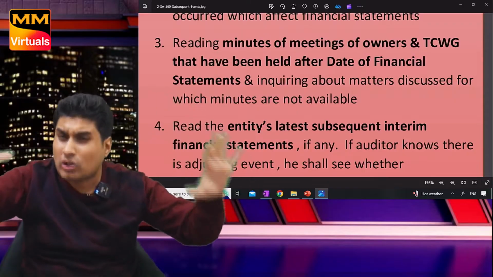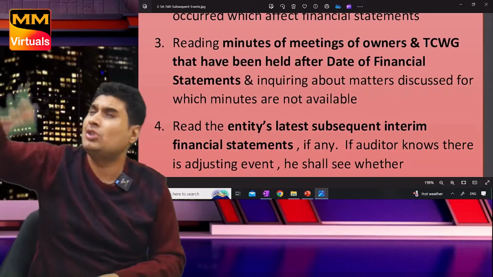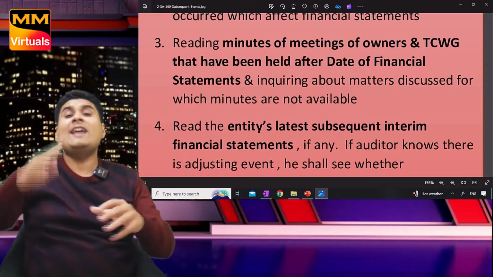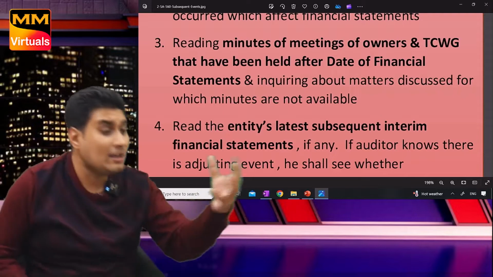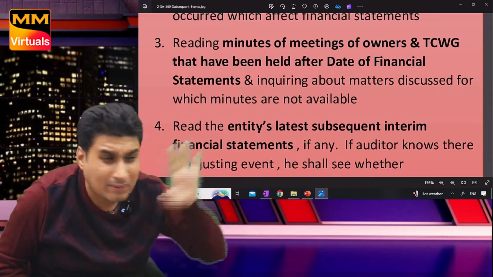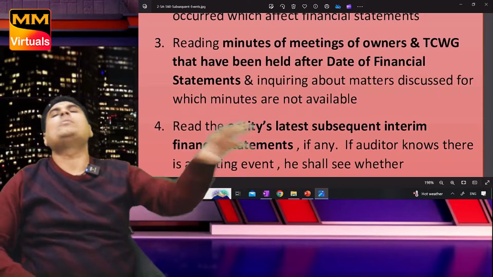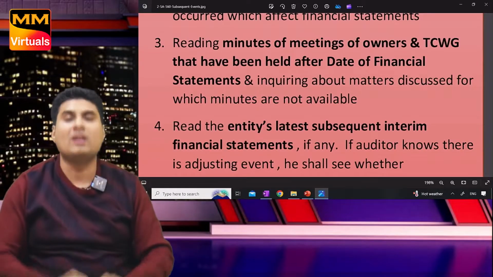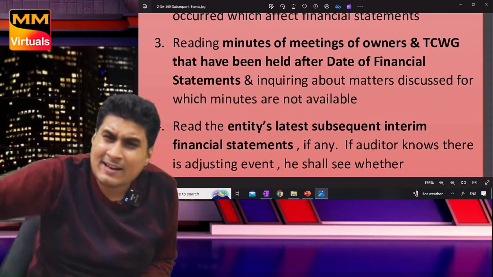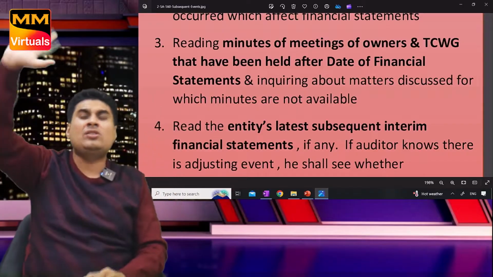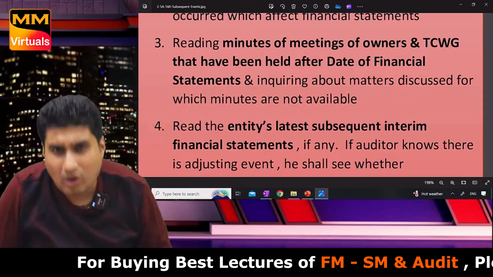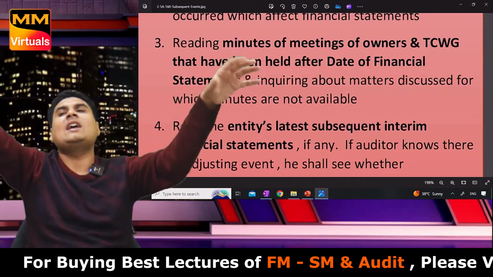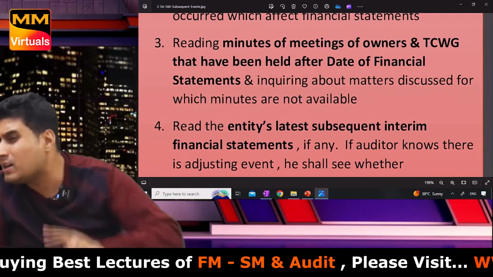Read the minutes of meeting of the owners and TCWG after the balance sheet date, and inquire about the matters for which minutes are not available. Okay, if any minutes are not available, ask them, can this become a subsequent event? Ask about the matters for which minutes are not available. Fourth and last, read the entity's latest interim financial statements. Many things you will come to know in the Q1 report. You know, every quarter a listed company has to report. So read the Q1 report.